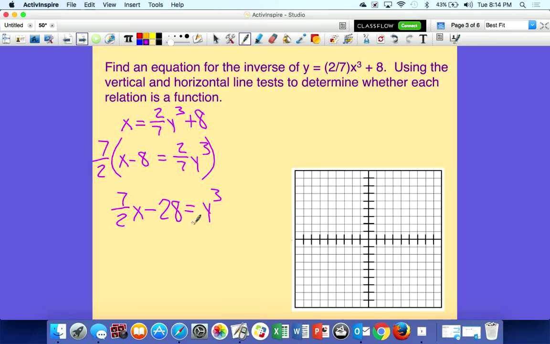How do you get rid of that cube? You take the cubed root. And our equation is y equals the cubed root of 7/2 x minus 28.